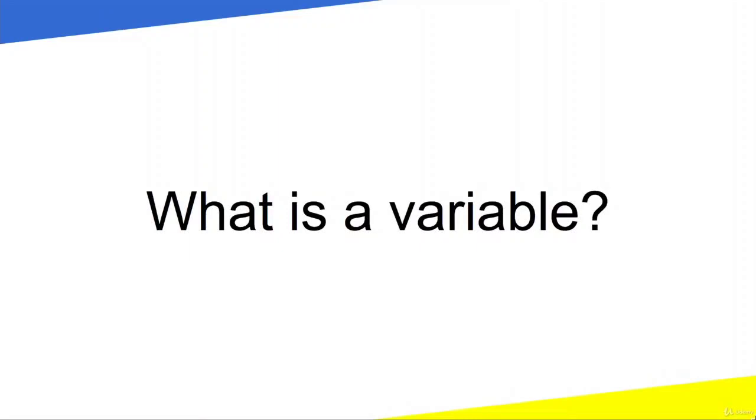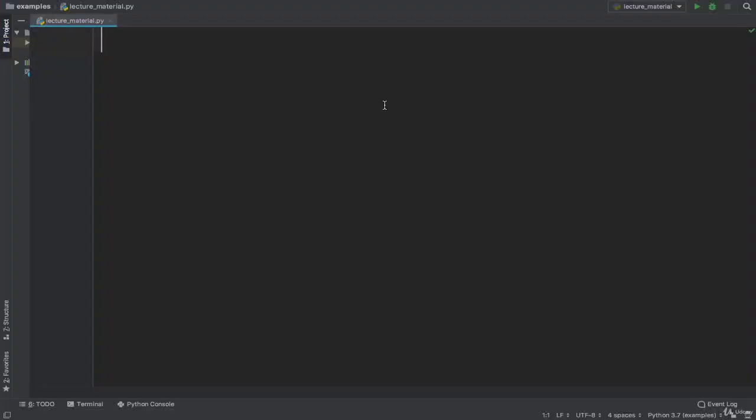A variable is just a named storage location in a computer's memory for holding a piece of information. As an analogy, you can think of a variable as a labeled folder in which you store a piece of paper with information on it, such as a number or word. Let's go over an example.